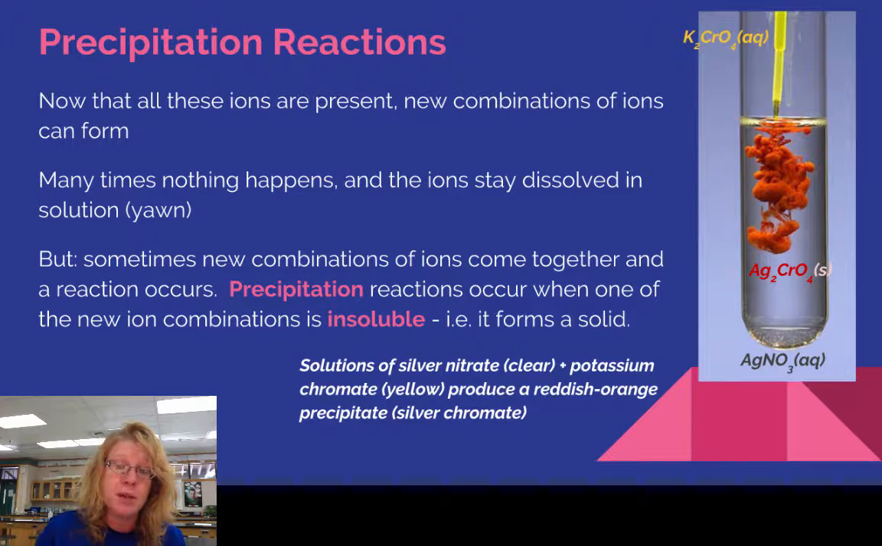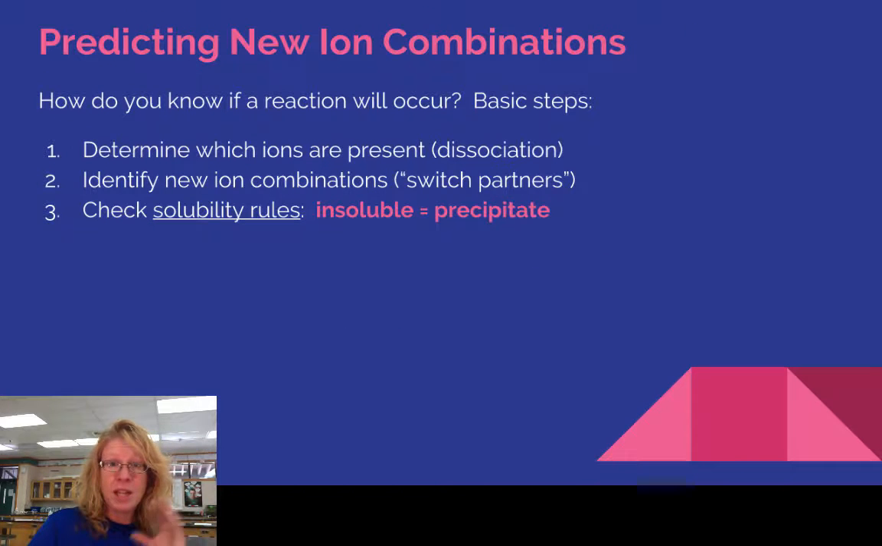And it looks cloudy to us at first, and then if you let it sit for a little while, the stuff will settle down to the bottom and you get this little kind of muddy, silty looking stuff at the bottom of the test tube. So this is how we start to analyze these reactions and take them apart. How do we know what's going to happen?